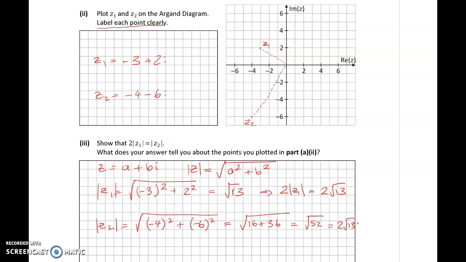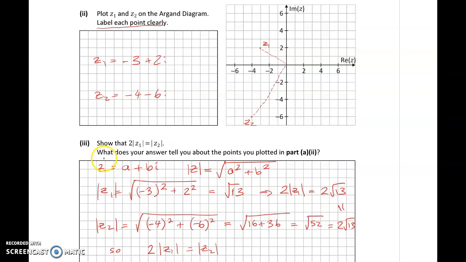So you can see you have shown, by virtue of getting the same answer each time, that 2 lots of the modulus of Z1 is equal to the modulus of Z2. You might want to just write that out again as a final conclusion. You don't really need to, but for completeness' sake, it's always good to give a conclusion at the end. So there you go, and they're equal to each other.